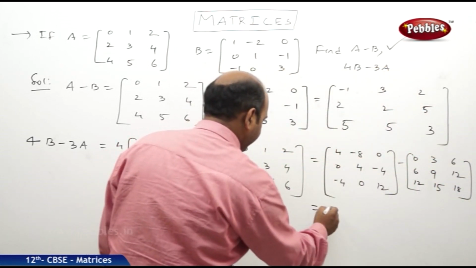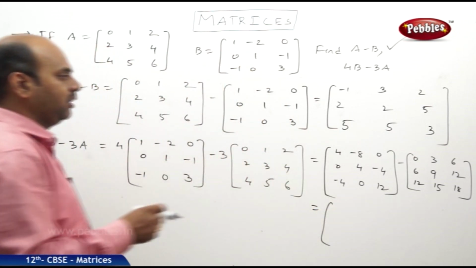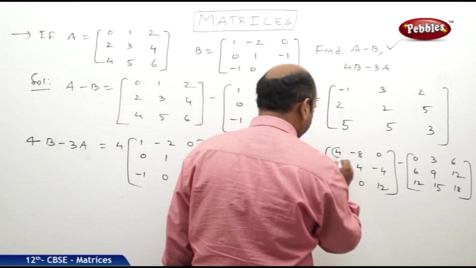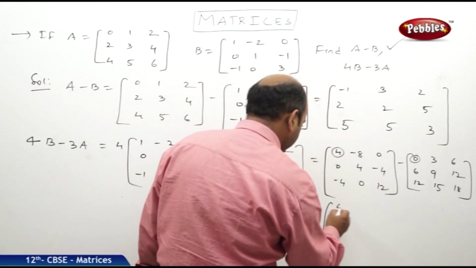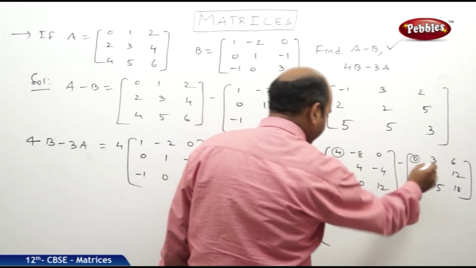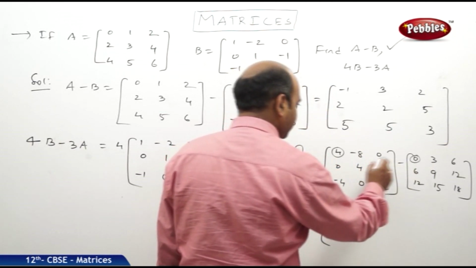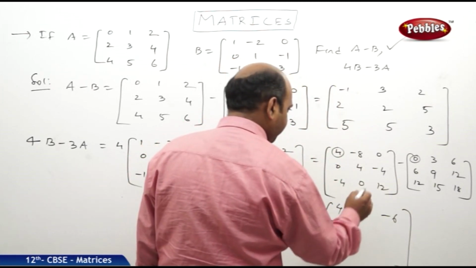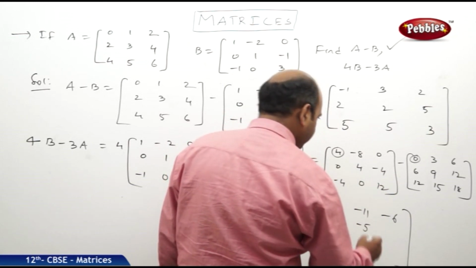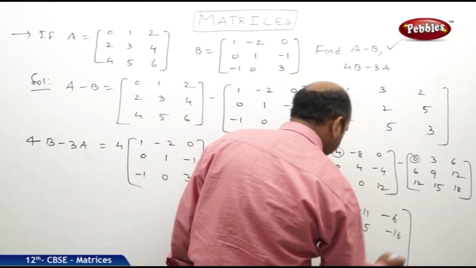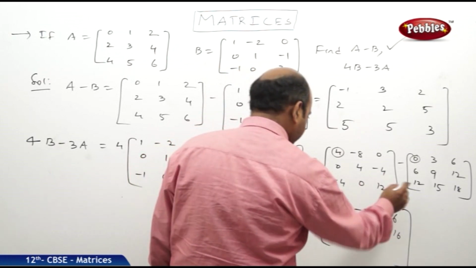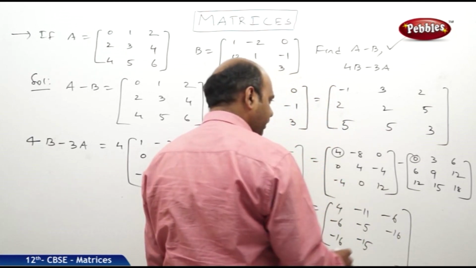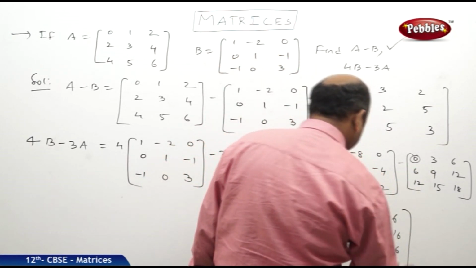Now I need to subtract. In the previous problem I showed how to subtract. Subtraction means each and every element should get subtracted. So here 4 I should take and here 0. 4 minus 0 will be 4, and minus 8 minus 3 will be minus 11. 0 minus 6 will be minus 6. Later 0 minus 6 will be minus 6. 4 minus 9 will be minus 5. Minus 4 minus 12 will be minus 16. And minus 4 minus 12 will be minus 16. 0 minus 15 will be minus 15. 12 minus 18 will be minus 6.